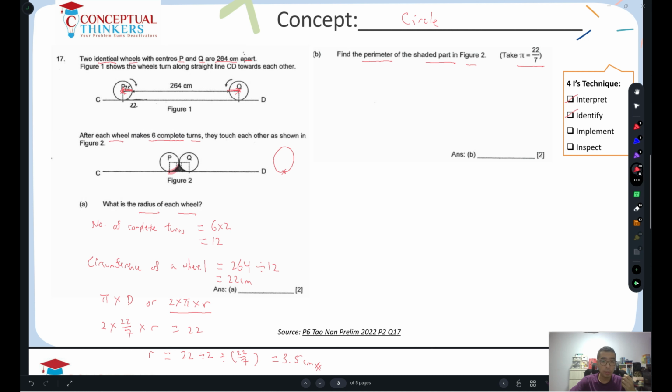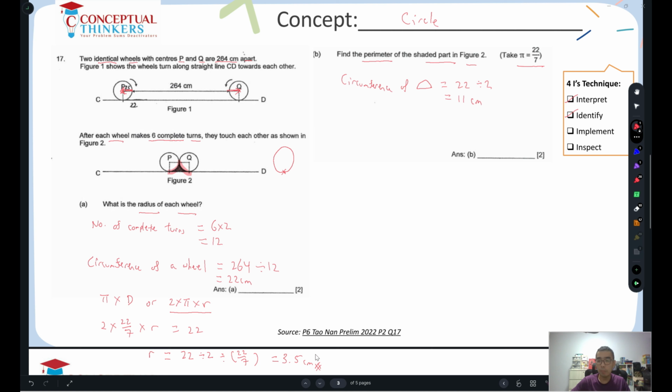Now, from here to here and here to here, these two will be two quadrant arcs, right? So two quadrant arcs, if I combine them together, will give me the circumference of a semicircle. Now, we can find the circumference of a semicircle. What we do is we just take the circumference of a circle and divide by 2. So I'll take 22, divide by 2, and this will give me 11 cm.